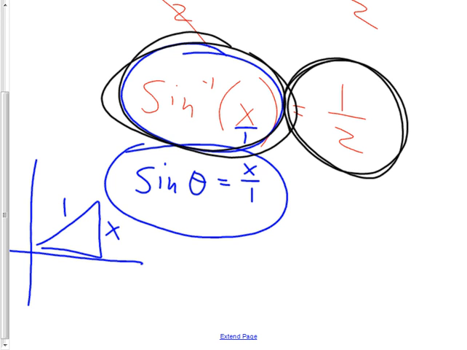The side ratio has to be 1/2. So what does x have to be equal to? It has to be half as big as this, right? So it's 1/2.